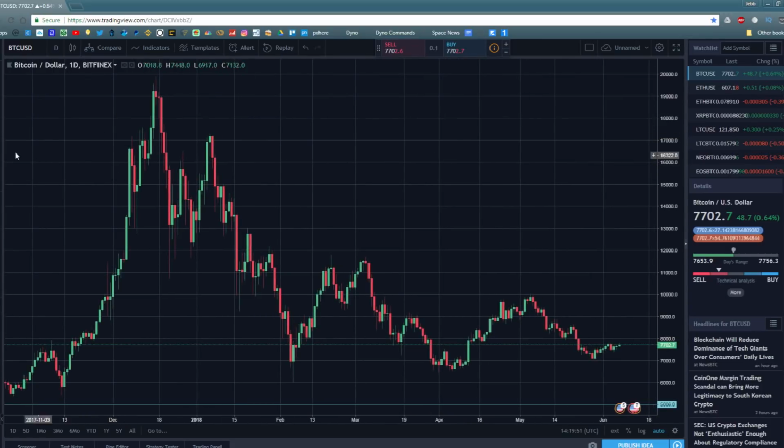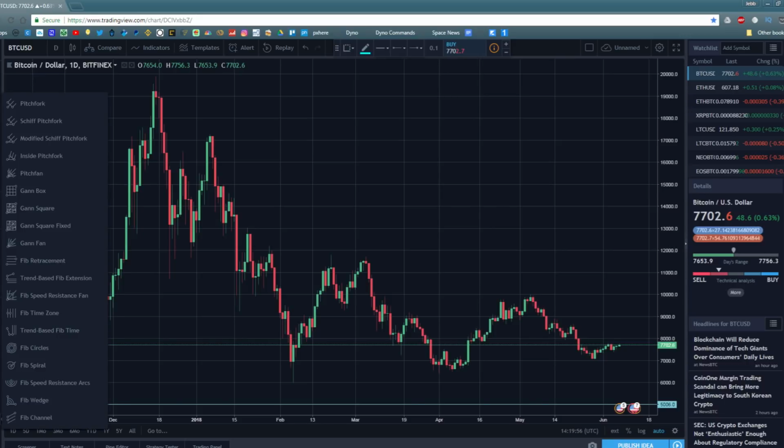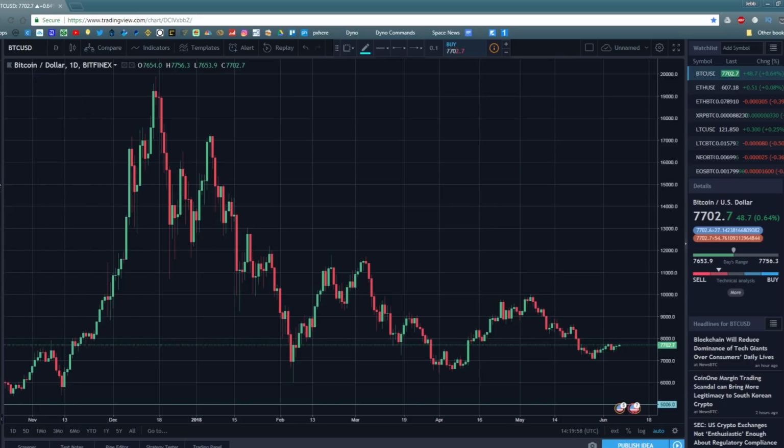You can also have a support and resistance area. Now let me see if I can find the tool here that allows me to draw boxes. I forget what this is under. Oh gosh, where is it? I know it's here somewhere. Well, anyway, you can draw a box.